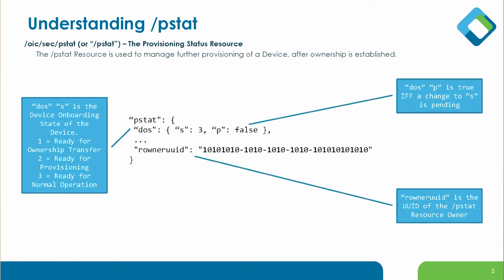Pstat has a few properties which I'm not showing, but the one that's really relevant for security purposes is the device onboarding state. This is basically a state resource that shows you where in the onboarding and provisioning process you are, and there are really just a couple meaningful states. There is ready for owner transfer, which is sort of out of box, and then you move it to ready for provisioning when you've taken ownership of it and are ready to provision the access control and credential resources. And then there's ready for normal operation, which tells you the device is ready to start servicing requests for the application resources. And again, ROUUID.